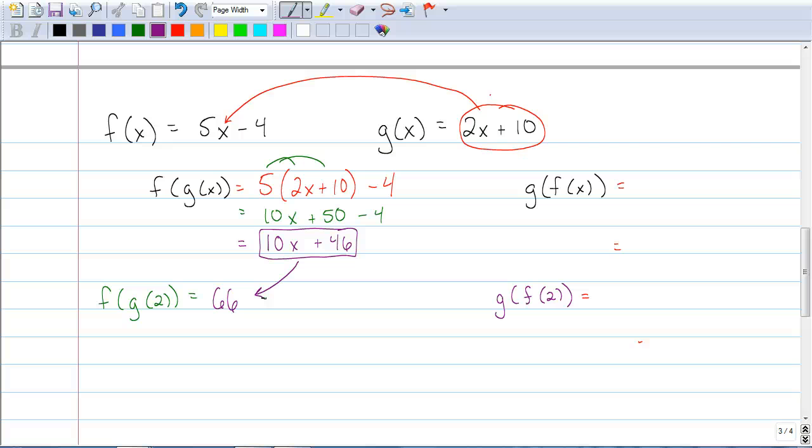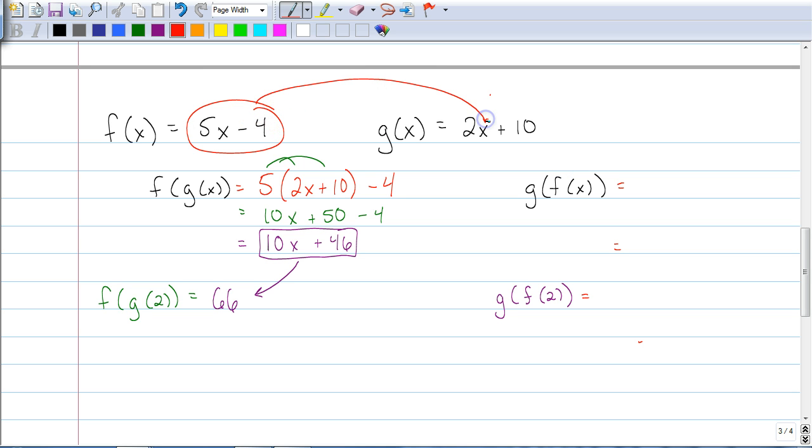Let's look at the next one. The next one looks very similar, but if you notice, it's switched around. This time I'm going to put function f inside of function g. So I'm going to take my function f, which this time is 5x minus 4, and put that inside of function g. So instead of 2 times x plus 10, it's going to be 2 times 5x minus 4, plus 10. Well, when I distribute the 2 through, that's going to be 10x minus 8 plus 10. When I simplify the negative 8 plus 10, I get 10x plus 2. And there's my composition of those two functions.